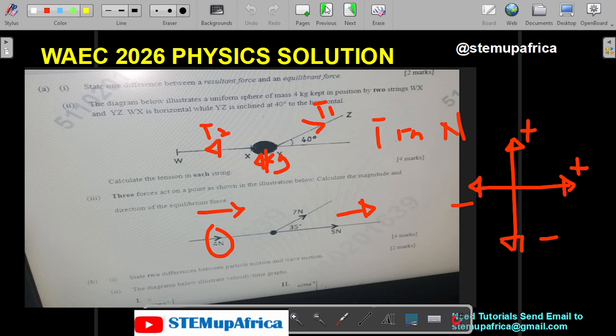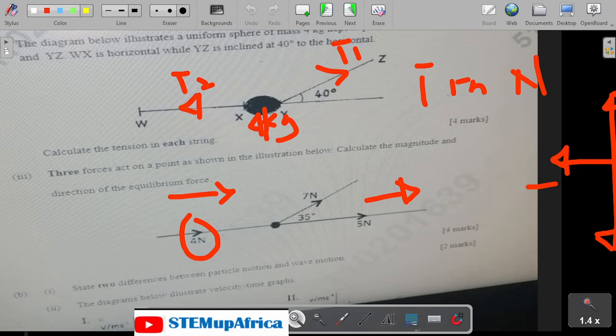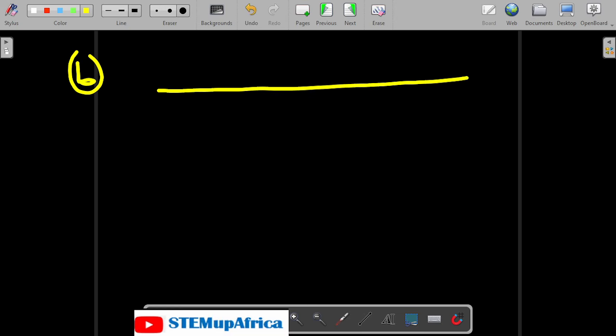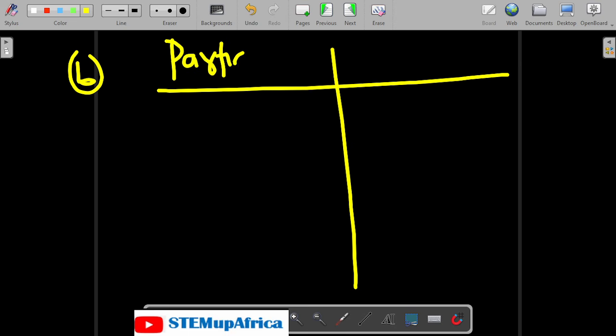Question B says: state two differences between particle motion and wave motion. Two differences between particle motion and wave motion. So let's see. You can do that in tabular form. Question B. Here we have particle motion. Here we have wave motion.